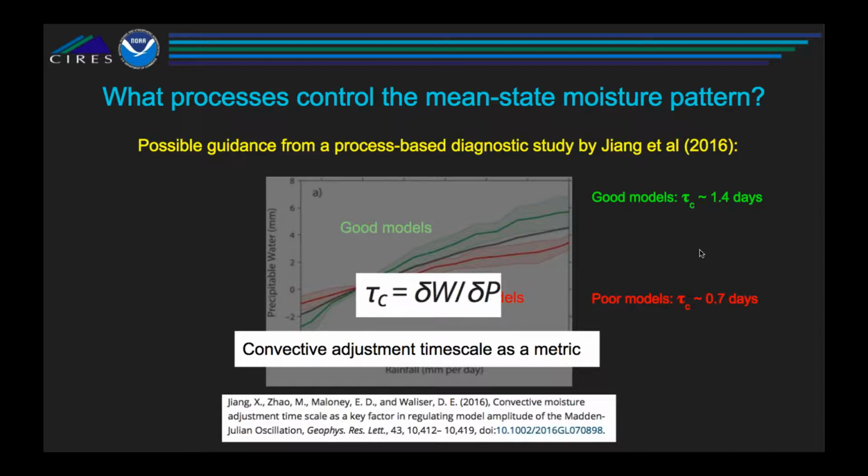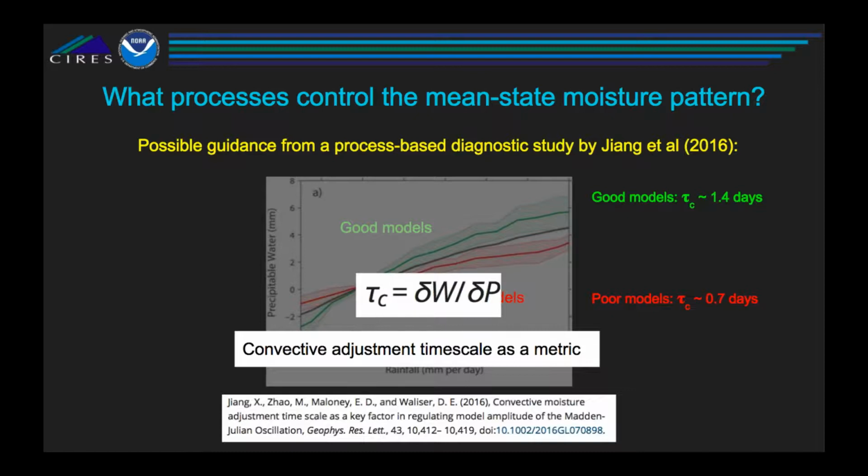So this begs the question of what processes control the mean state moisture pattern. Guidance here can be found in a process-based diagnostic study by Sheng et al. What he showed was that for models that do better at simulating the MJO, when you look at how rainfall depends on precipitable water, the good models tend to have a higher pickup of rain with precipitable water as compared to the poor models.